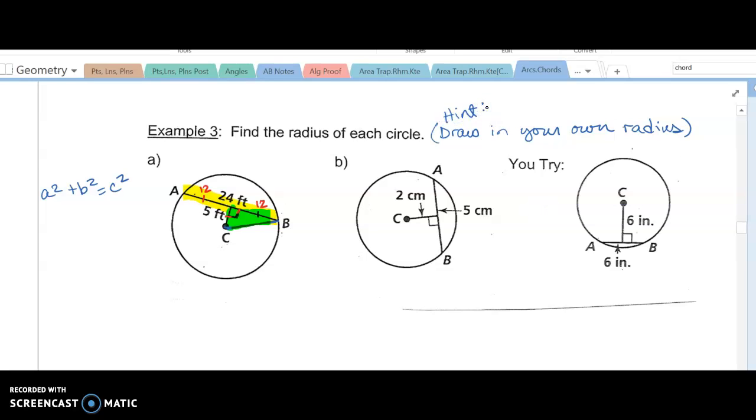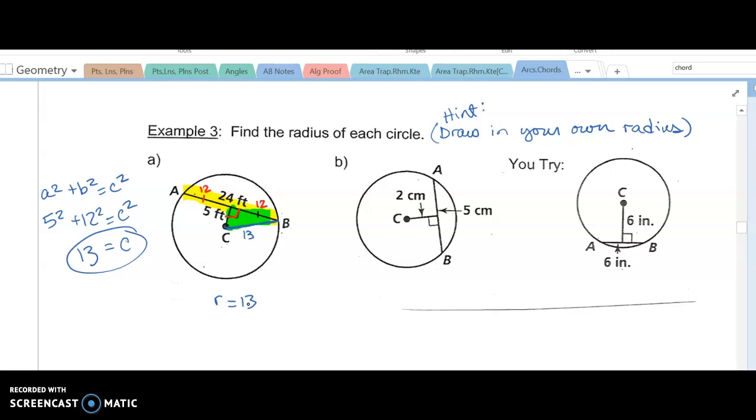Okay, so the Pythagorean theorem: we said 5 squared plus 12 squared equals c squared, where this was my c, my hypotenuse. And c we know will come out to be 13 because it's a triple. It's a 5, 12, 13 Pythagorean triple. So my radius here is 13.